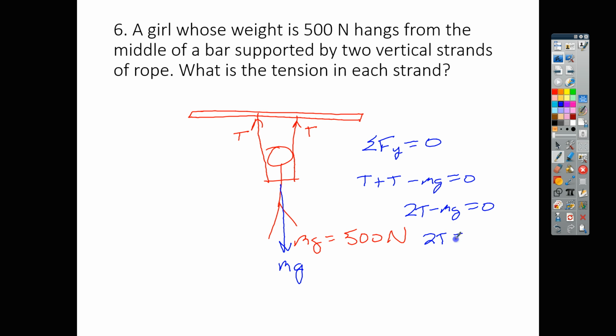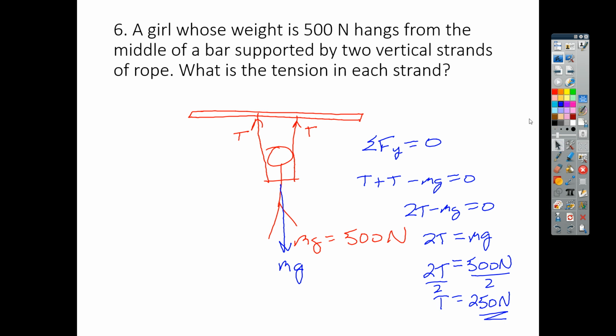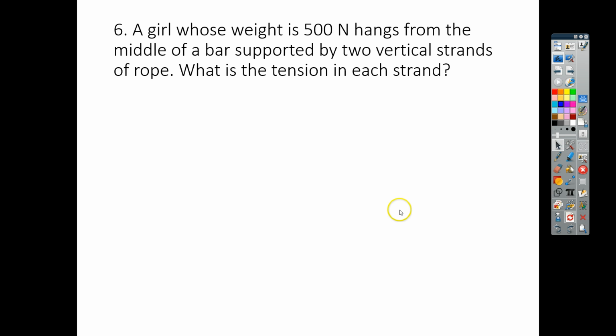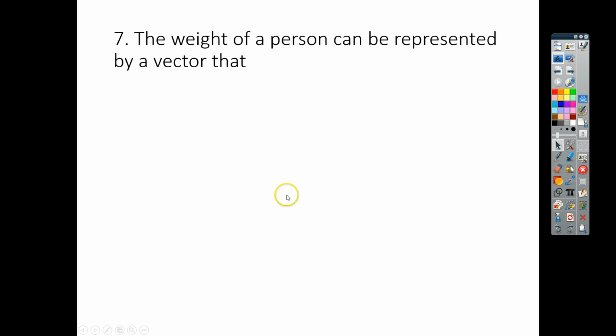So 2 times the tension is equal to mass times gravity. We know her mass times gravity is 500 newtons, and we have 2T. Divide both sides by 2, and we see that the tension in each rope is 250 newtons, and that would be your answer.